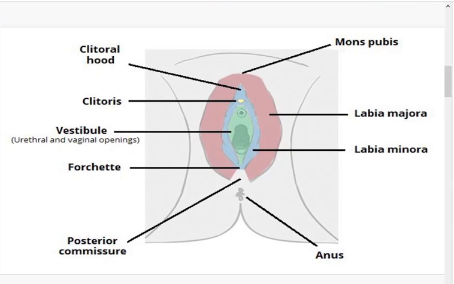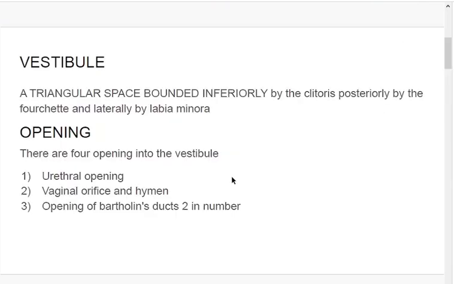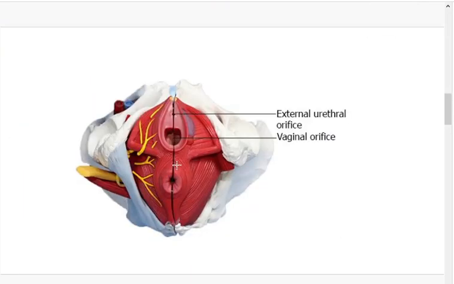Second one is vaginal orifice and hymen. The vaginal orifice lies in the posterior end of the vestibule and it is of varying size and shape. In virgins and nulliparous women, the opening is closed by the labia minora, but in multiparous women, it is exposed. Let's talk about hymen.